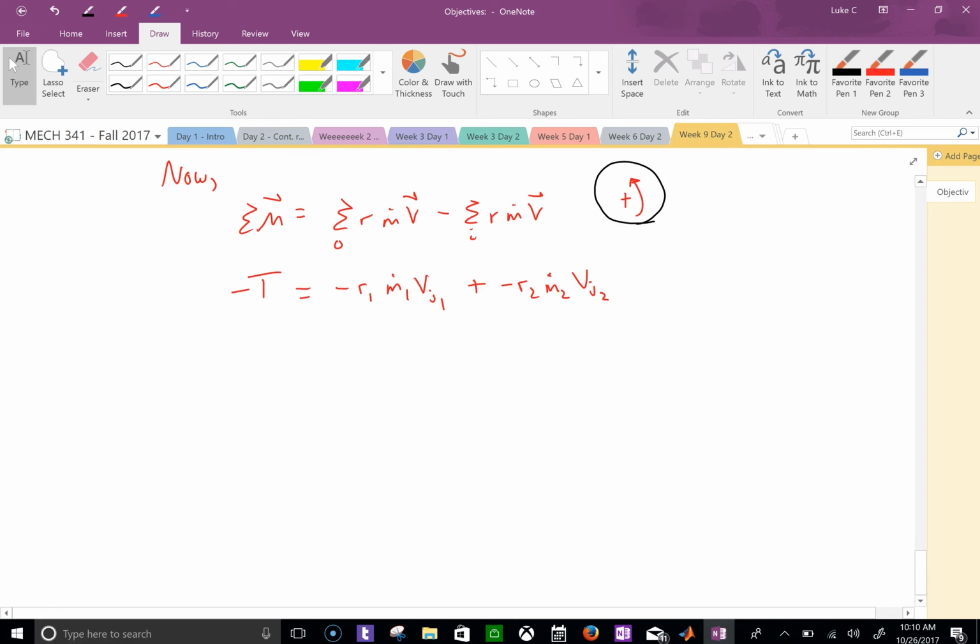What did I do here? Do we know that R1 equals R2, right? And we know that V jet 1 equals V jet 2? And what's M dot 1 plus M dot 2 equal? M dot total. Yep. M dot n? They have to, right? For conservation of mass. So, combining them and making it easier, we get this.